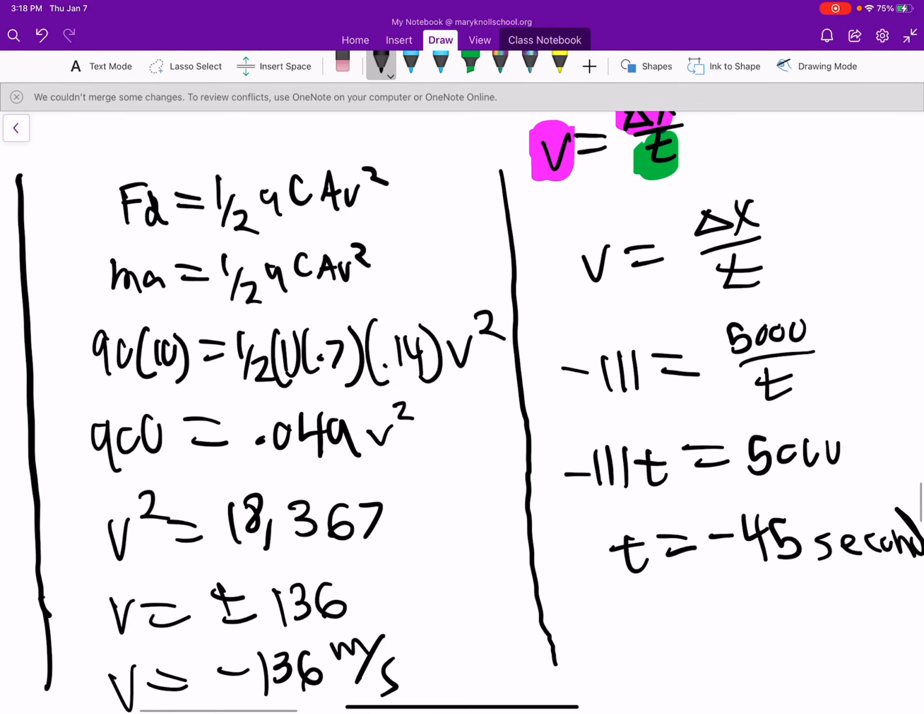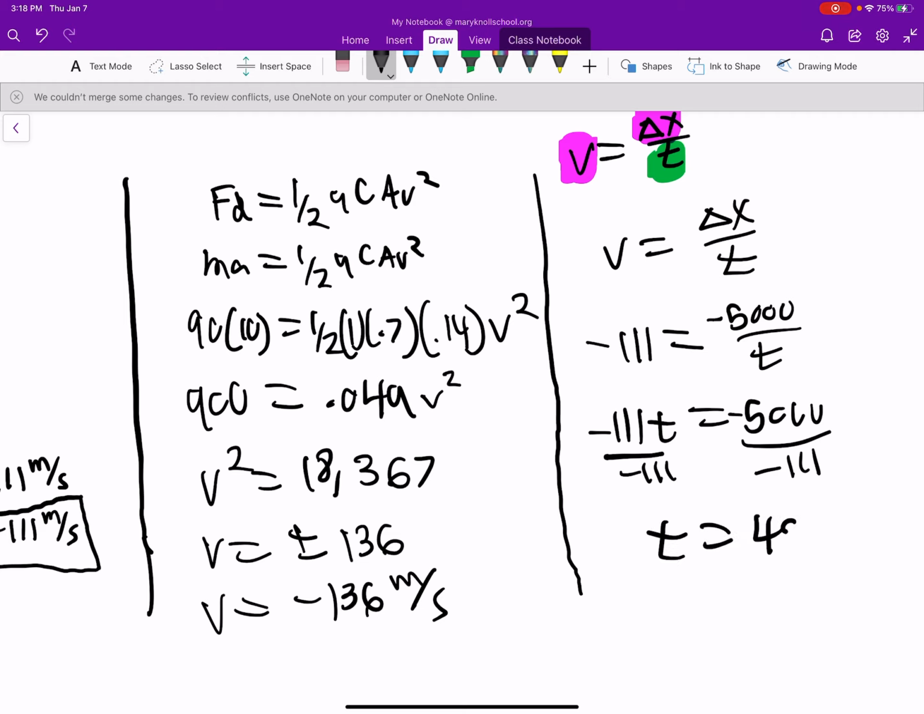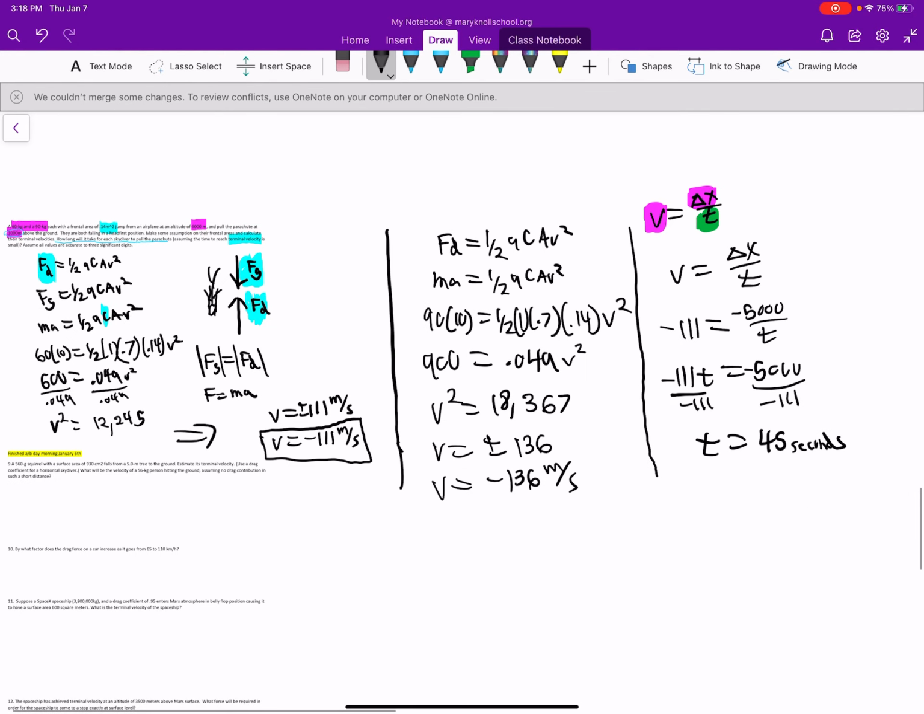It's right here. The change in position is actually negative 5,000, right? Because they dropped 5,000 meters. So we've got to change all these to a negative. So when we divide by negative 111 on both sides, we get a positive number. So t is positive 45 seconds. Okay, so that's how long it takes for the 60 kilogram skydiver to pull their parachute.